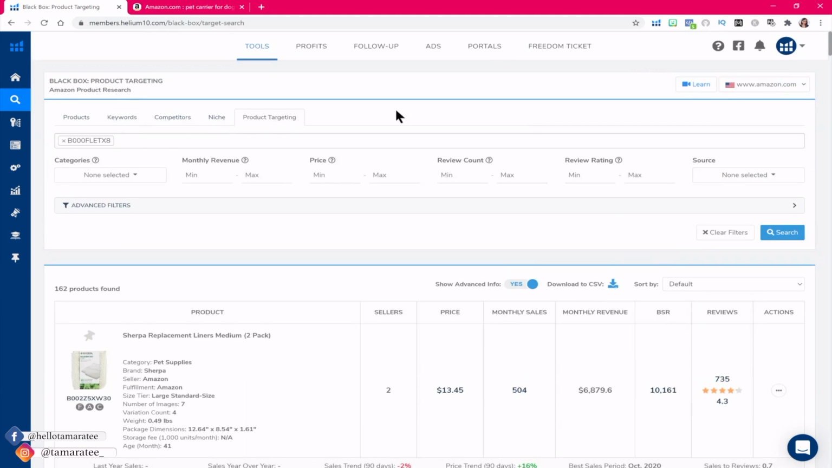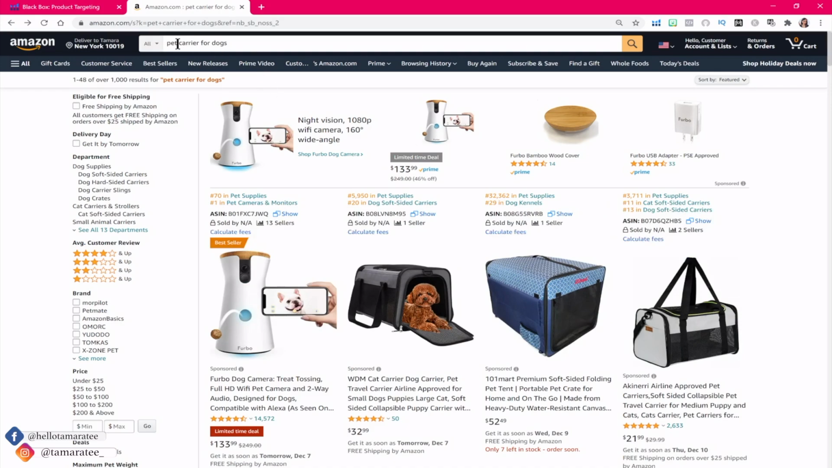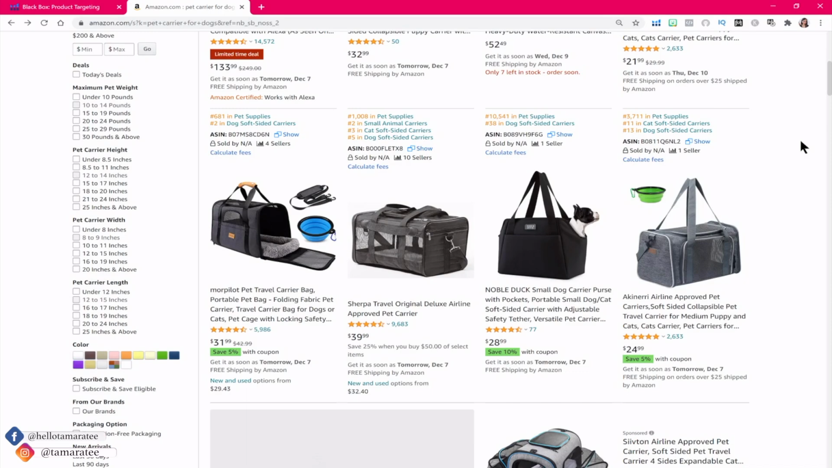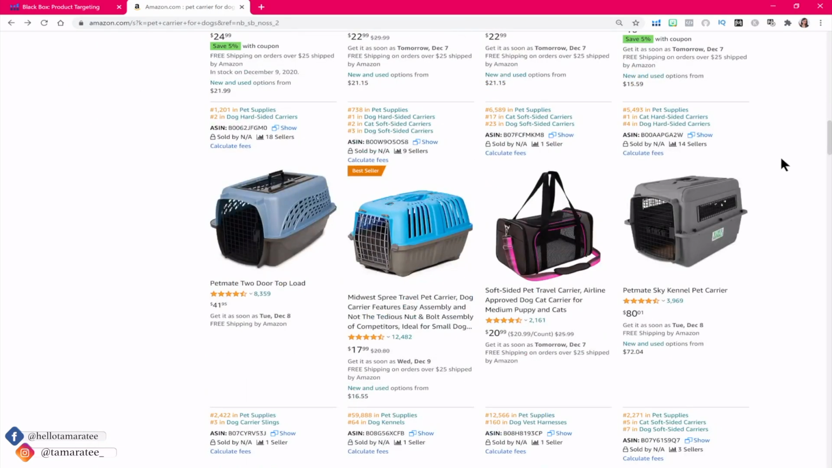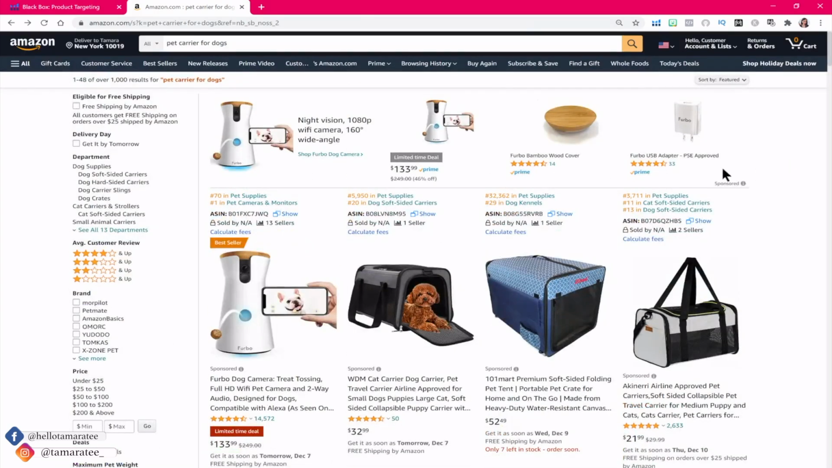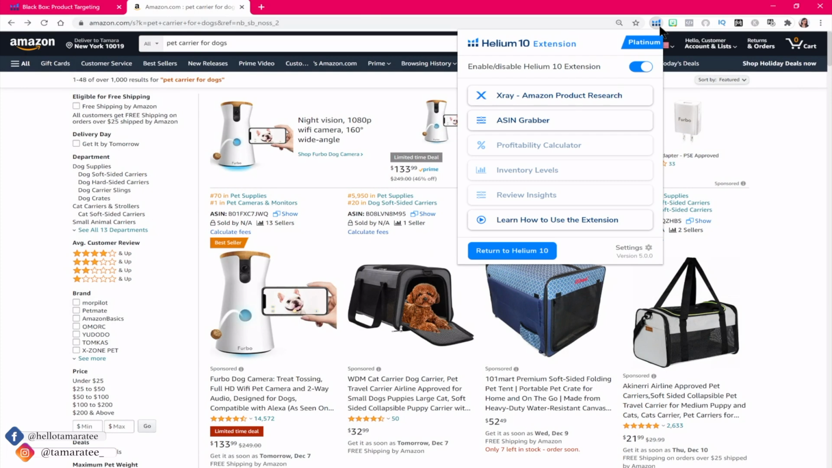If you guys have already chosen a product, you should also be double checking everything using the Helium 10 Chrome extension. So if I type in pet carrier for dogs right here, there are so many different types of pet carriers for dogs. And the information on the first page is impossible to figure out without the Chrome extension. So right here is the extension. Now I'm not going to run through everything with you guys because you can click on learn how to use the extension to figure it out.